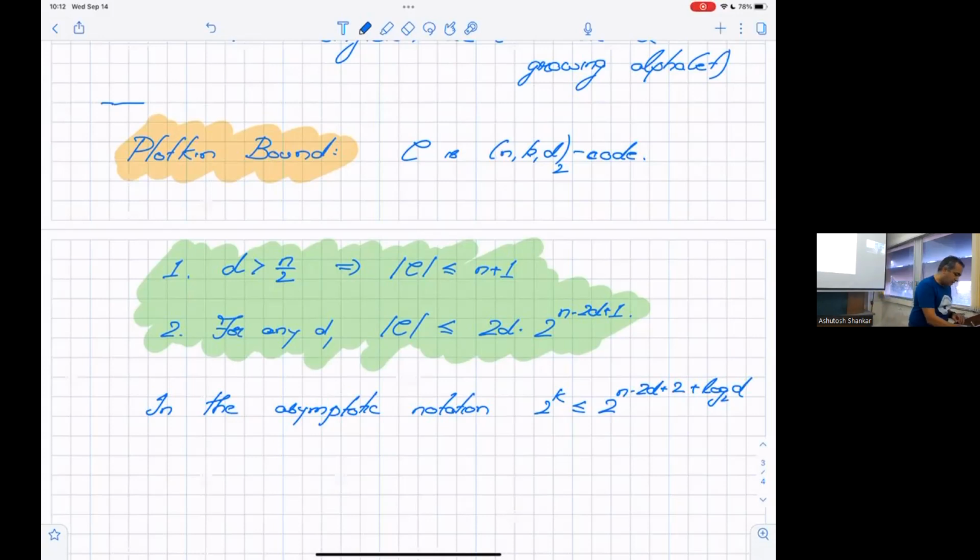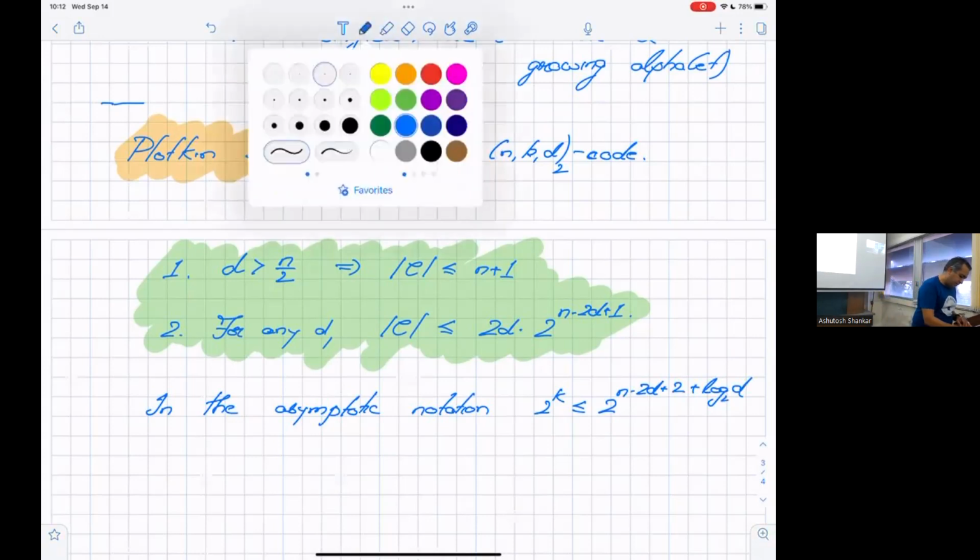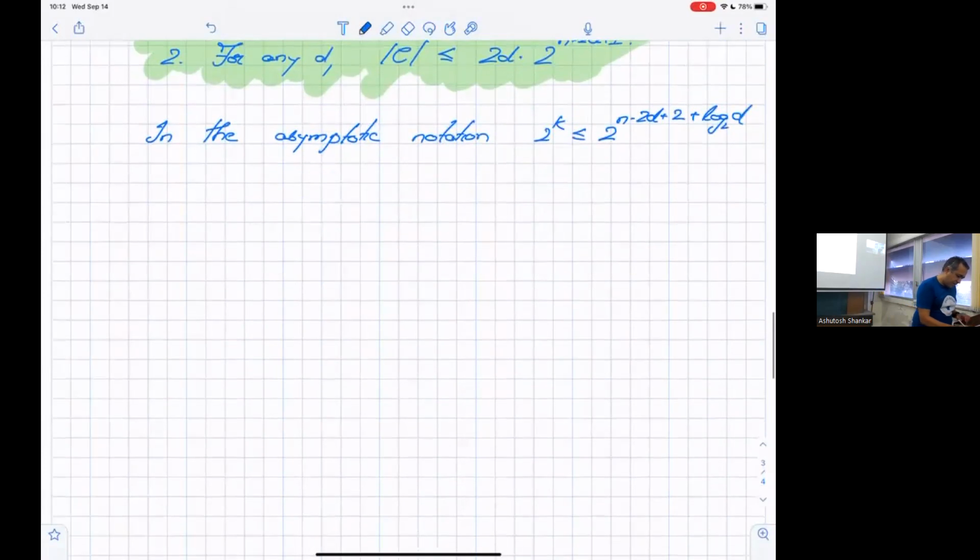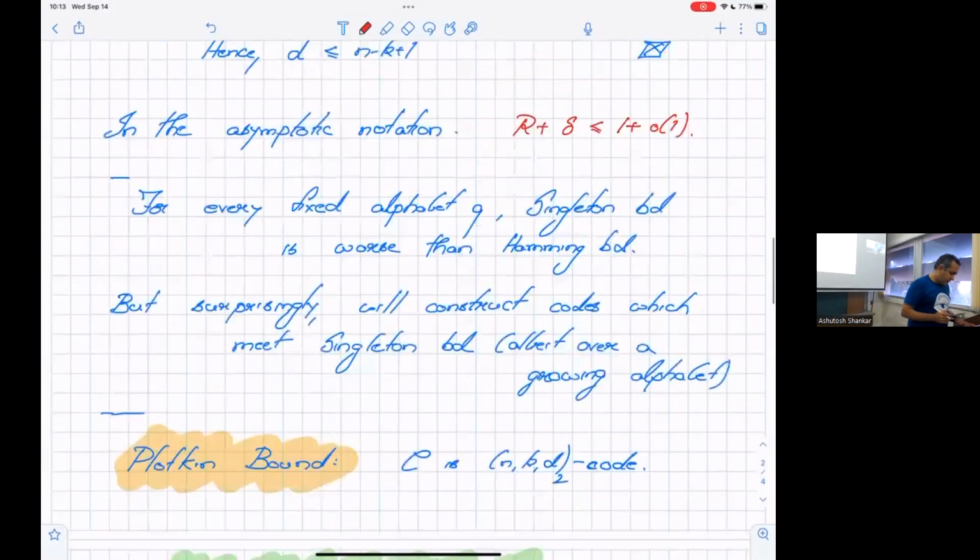So what will we have? We have the following statement. That is r is less than or equal to 1 minus 2 delta plus a little o. So this tells you r plus 2 delta is less than or equal to 1. So for binary code, these are very, very far away. If we go back to that picture.